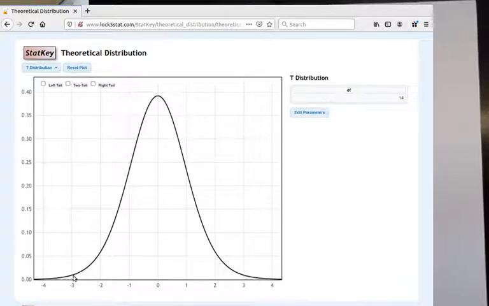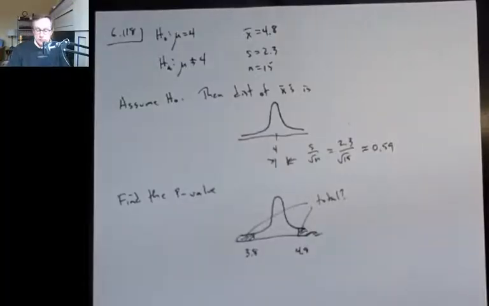So I've got to figure out where my sample 4.8 is on this curve. So I'll figure out what the T location of 4.8 is, and then I'll shade that area, and then I'll just double it. On the normal curve it's a Z location, but here I'll figure out the T location for 4.8, and then I'll find the associated area and just double it. Okay, so I'll calculate the T location.